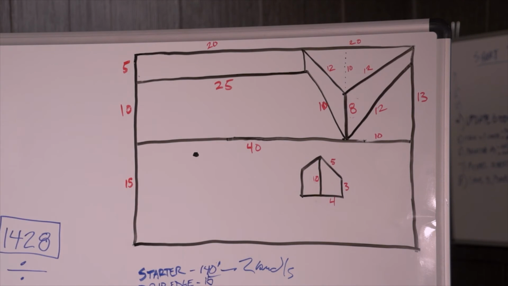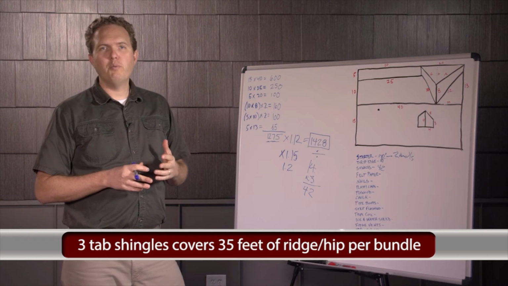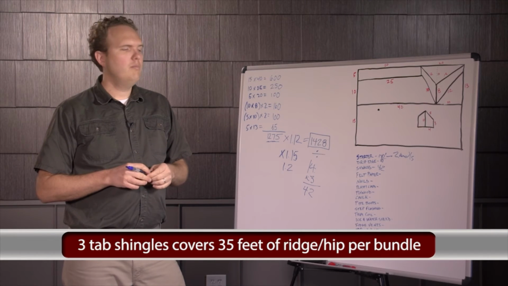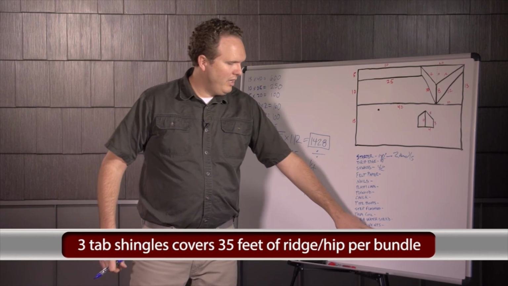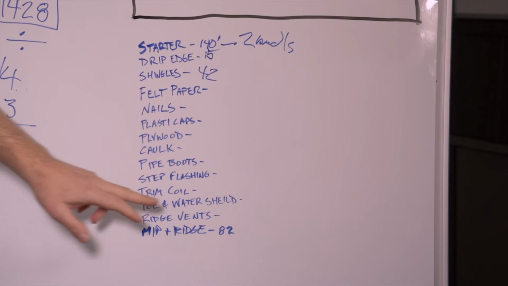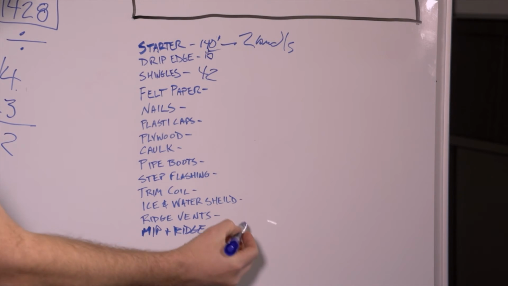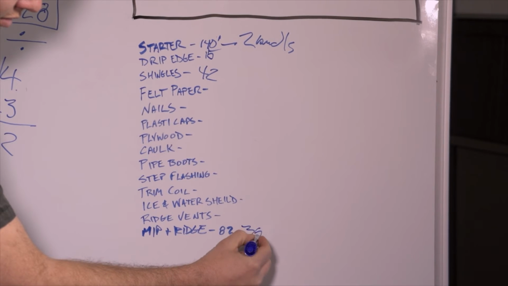So if you're using 3-tab shingles for your hip and ridge, you're going to get 35 linear feet of coverage from a bundle of shingles. In this case, we've added it up. I've got 82 linear feet that we need. So divide that by 35, we're going to need 3 bundles of hip and ridge shingles for this job. So I make that note.